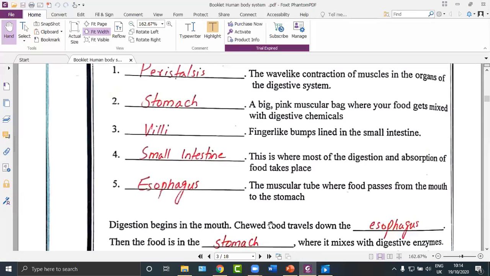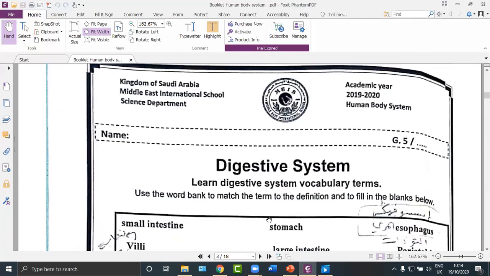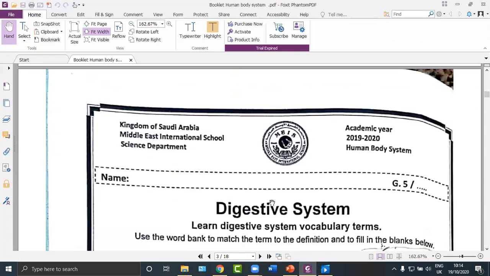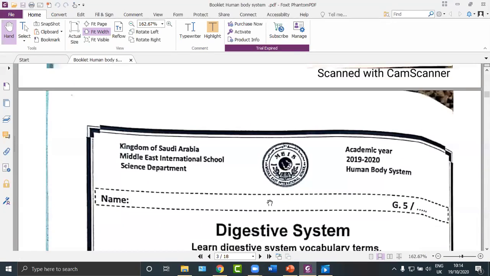Okay, open your booklet. Page 2. Mister, I don't have the booklet. What is this book? They didn't give it to us in the list. Why don't you have it? You have to get it.